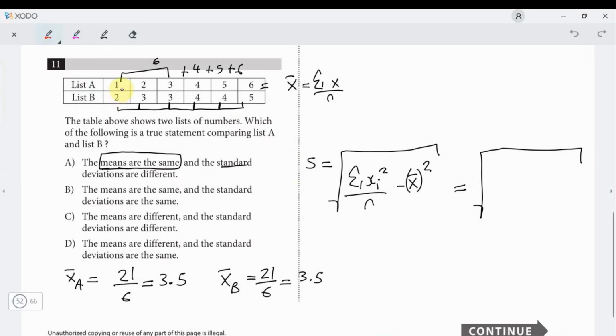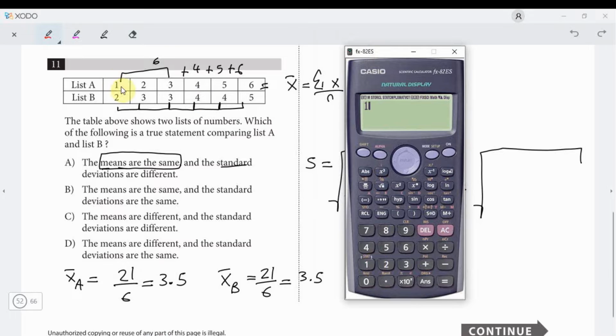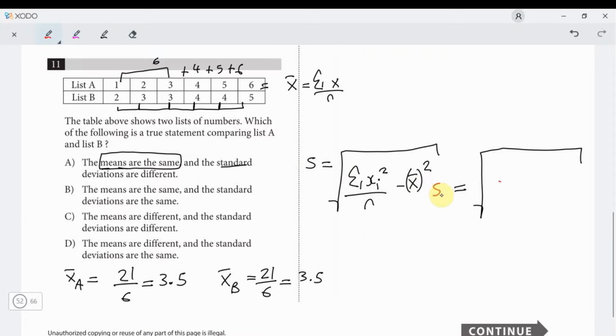So now we need to add up each x value squared. I'm going to use the calculator just in the interest of time. So for list A, it is 1 squared plus 2 squared plus 3 squared plus 4 squared plus 5 squared plus 6 squared, and we end up getting 91. So the standard deviation for list A is 91 over n, n is 6, minus the mean 3.5 all squared.